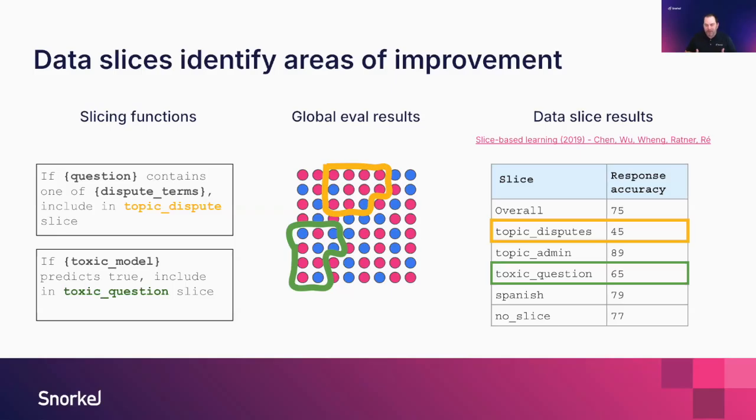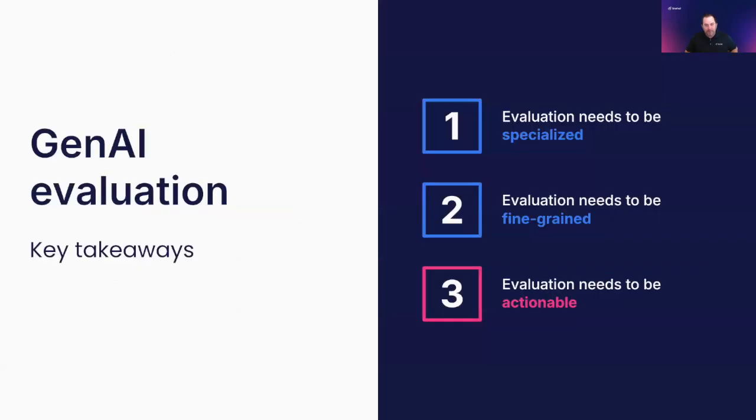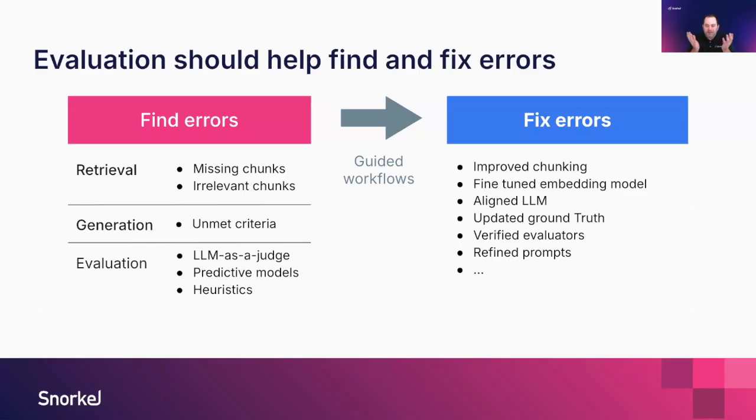So this is the importance of slicing. We want to look beyond the surface to understand what areas our AI system is doing well, and where it is not. And then finally, it needs to be actionable. And this is certainly a big part of our approach and philosophy here at Snorkel.